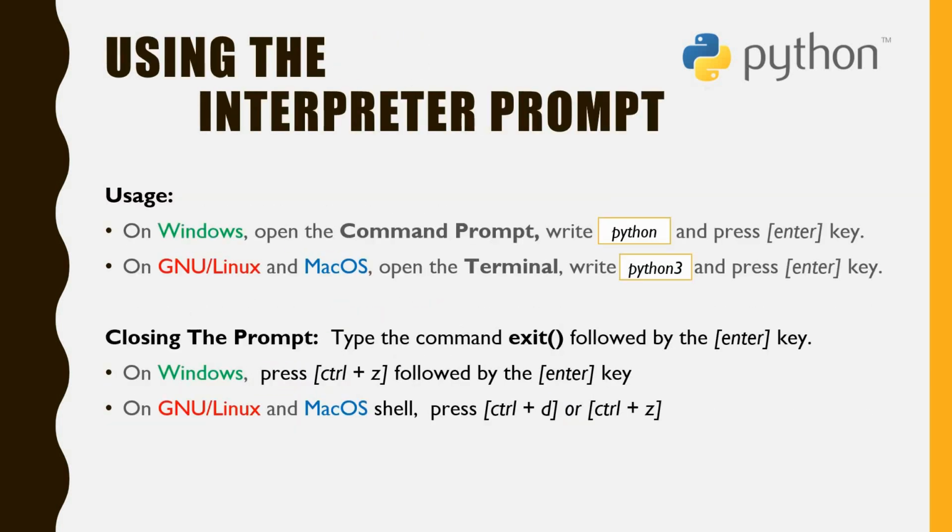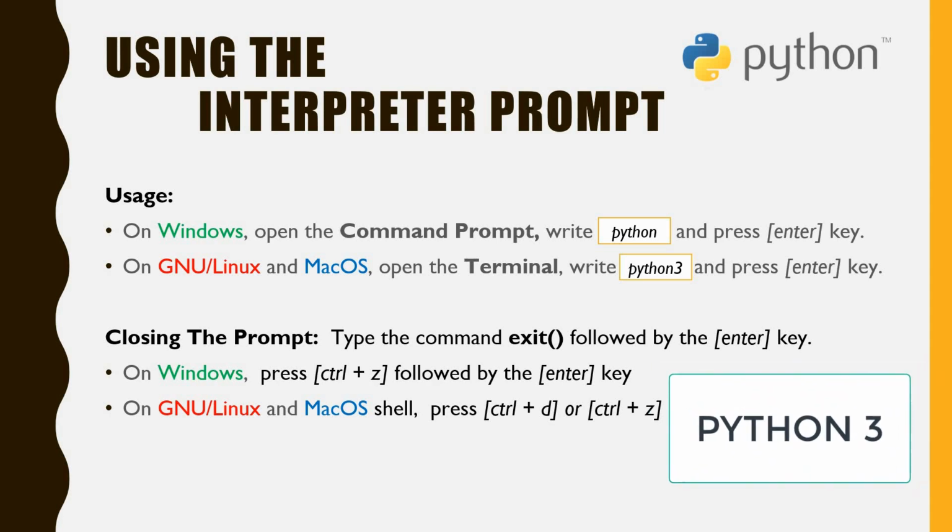Now, how to use the interpreter prompt to access the shell? In case of Windows, we can open our command prompt and type the command called python and then press the enter key. It will give us the access to the Python shell. In case of GNU Linux or Mac OS, we have to open the terminal and then type python3 and then press enter. Please note that in this programming tutorial, we are using Python version 3 as standard.